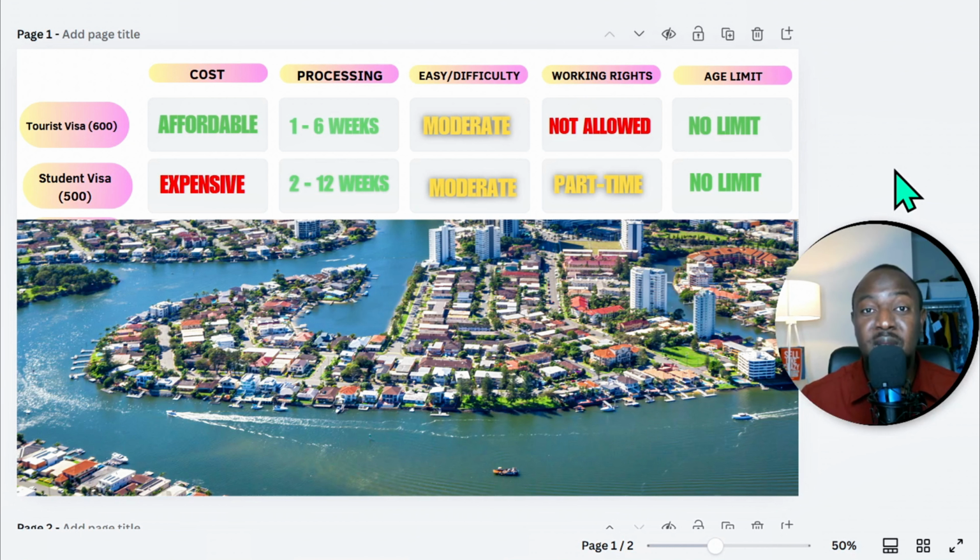Processing times are also really quick. You'll be looking at around 2 to 12 weeks to get your visa outcome. How easy is the process?